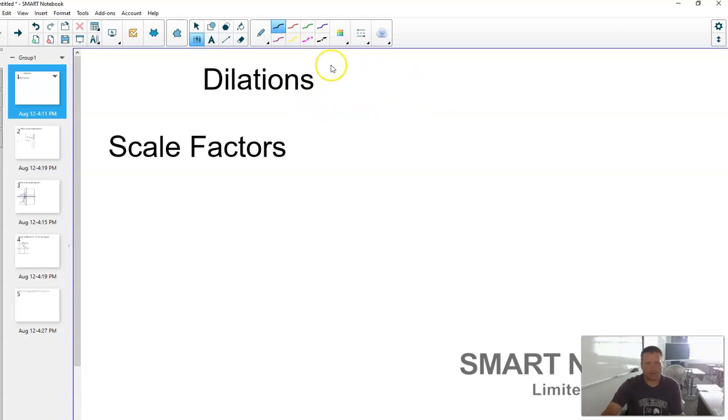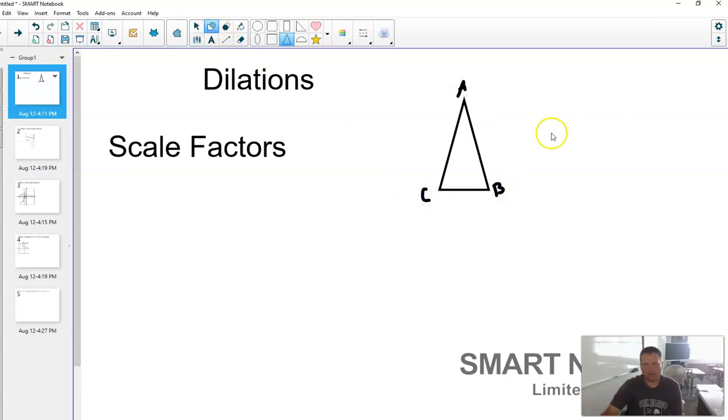When we dilate something, we're going to have some shape. Even if we had a triangle, triangle A, B, and C, we're going to make this original triangle either bigger, which we call an enlargement, or smaller, which we call a reduction. So if I had this triangle right here, this would be a reduction because it's smaller than the original.